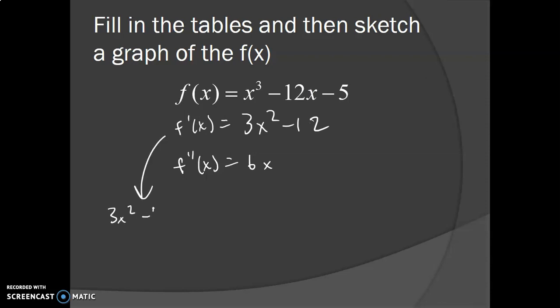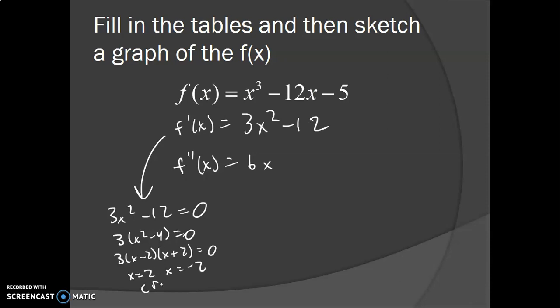We want to know when 3x squared minus 12 is equal to 0. So 3 times (x squared minus 4) is equal to 0. 3 times (x minus 2) times (x plus 2) equals 0. So x could be 2 or x could be negative 2. These are the critical points. They came from the first derivative.